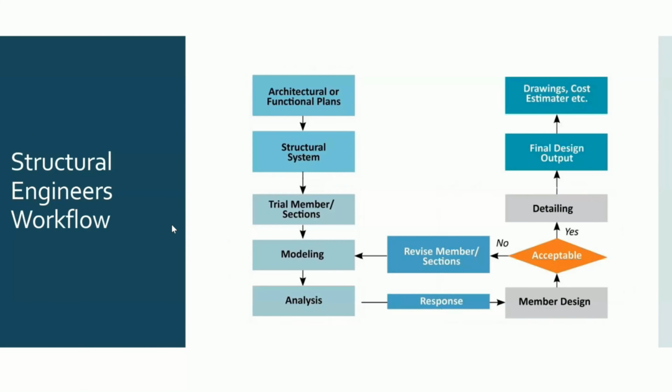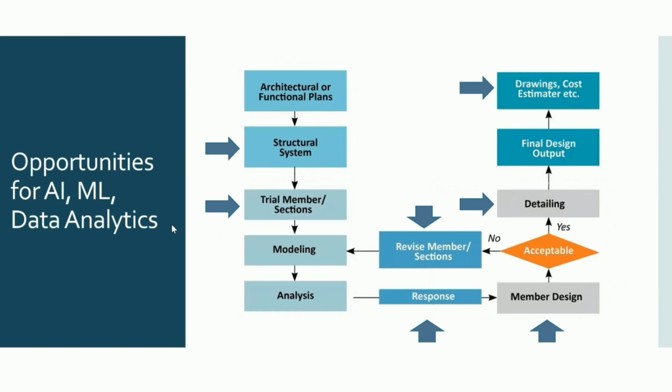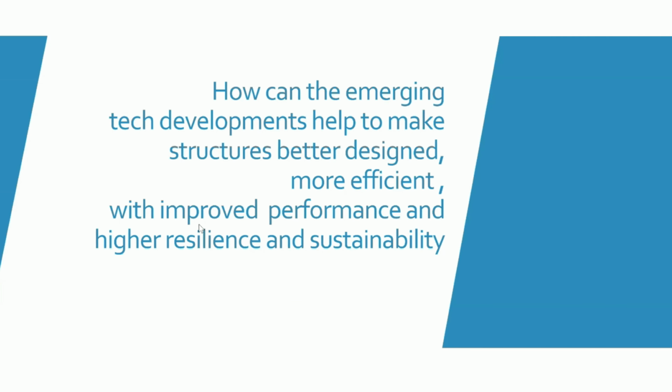So we have an opportunity to actually look at the entire structural engineer's workflow, conceptual design, modeling, analysis, and design and detailing, and then find opportunities where we can use artificial intelligence, machine learning, and data analytics. I can see that almost every step, except maybe pure analysis, where we have finite element anyway, we could use these tools. And engineering judgment is being used. So wherever we use our engineer's judgment, it could be aided by AI, because fresh engineers may not have the same level of expertise or confidence in their estimates as experienced engineers. How can these emerging tech developments help to make these structures better designed, more efficient?